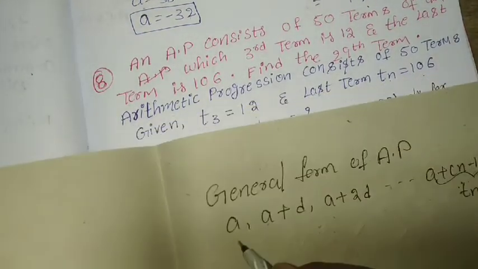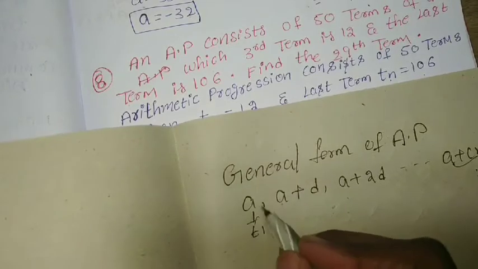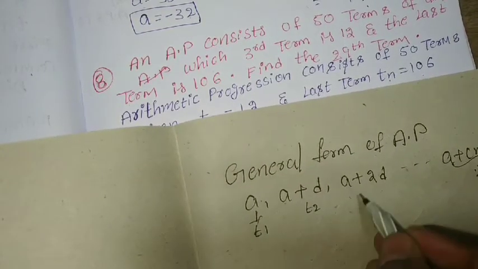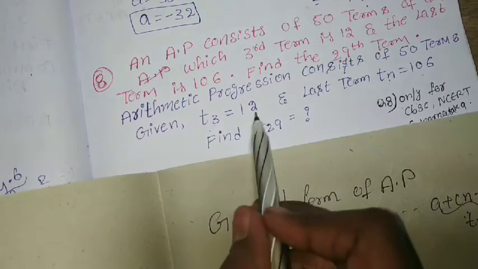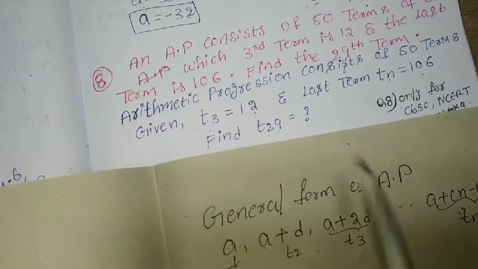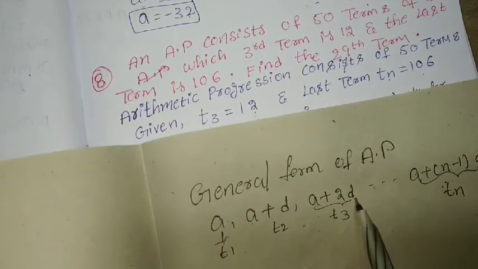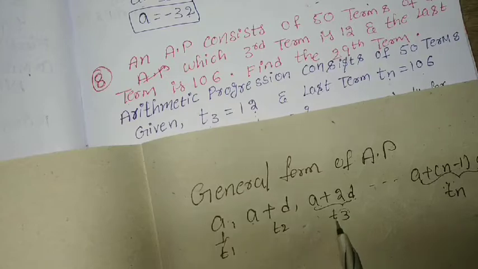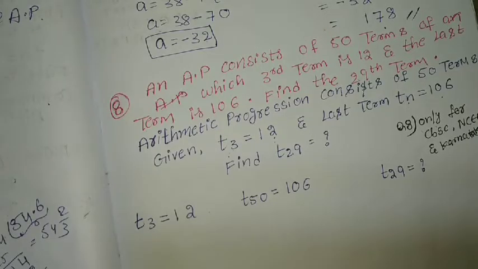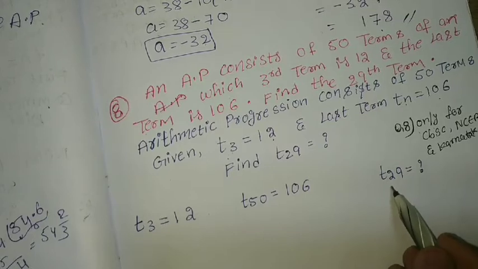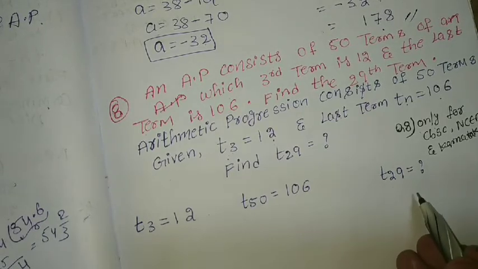Okay, what is the first term here? This is the first term, that is a. This is the second term. And this is the third term. Already they gave the third term is 12. So what is the formula of T3 here? A plus 2d. That means the preceding number of 3 is 2. Understand? So what is our aim here? We need to find the 29th term.